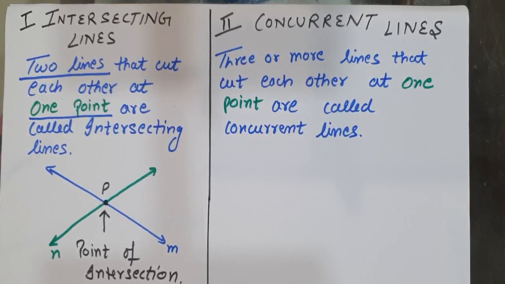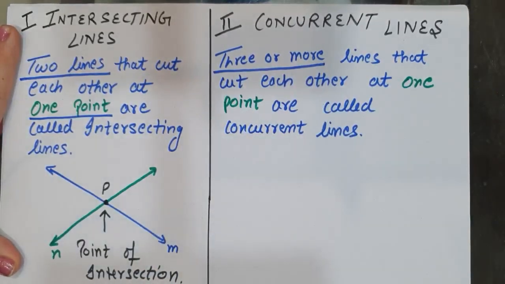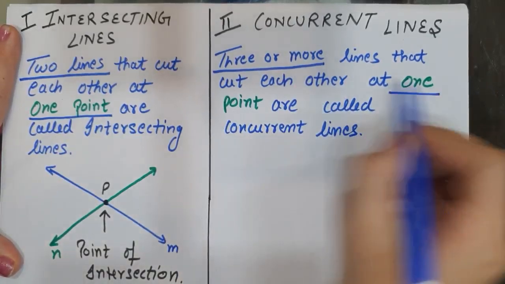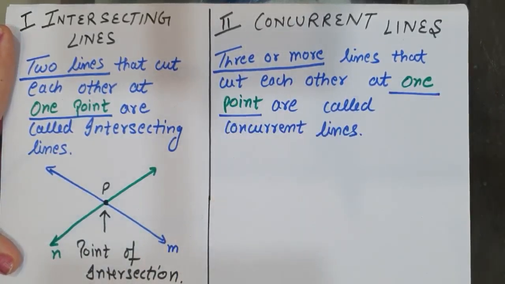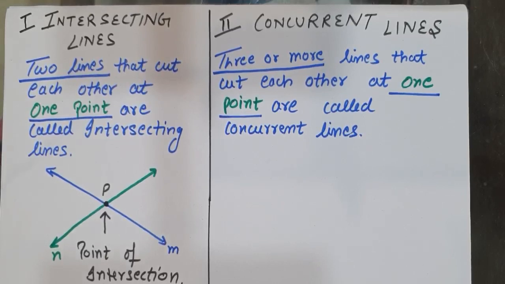You can see here three or more lines that cut each other at one single point are called concurrent lines. It means if the lines increase from 2 to 3, 4, 5, then they are known as concurrent lines. If in case there are only two lines that are cutting each other, they are known as intersecting lines.